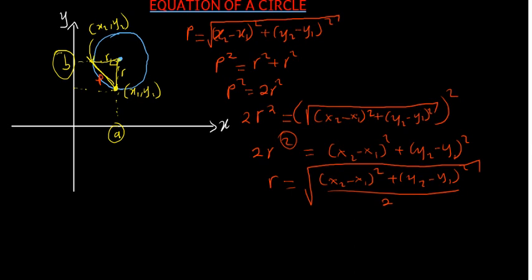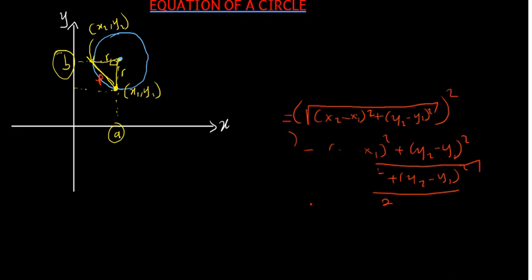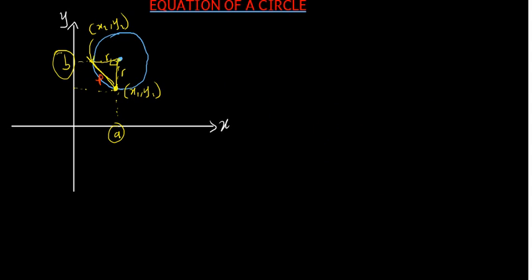Well, what if we don't know the coordinates which are on the circle? Let's say we know the center, and let's call it C, which is A comma B. We know the center, and then we know one coordinate. So if we know the center and only one coordinate, we are able to find the radius. The distance between this point here and the center is what gives us the radius of this circle.